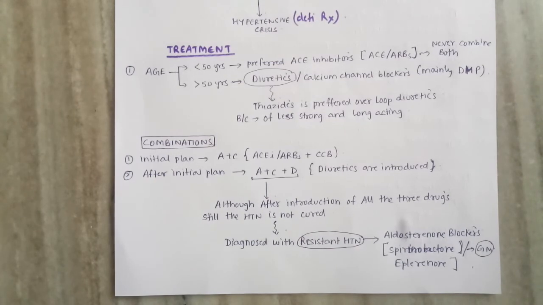We know from the pharmacology lectures that spironolactone is a drug which has an adverse side effect of gynecomastia. So if the patient is male and we do not want to aggravate the patient with gynecomastia, we can prescribe eplerenone instead of spironolactone with the same effect, and we can treat the patient's hypertension, such as resistant hypertension. So this is all about this video.